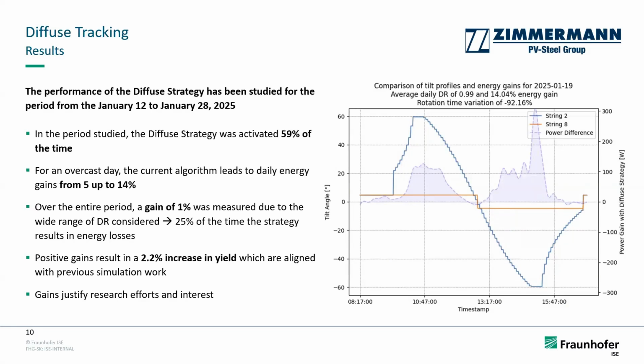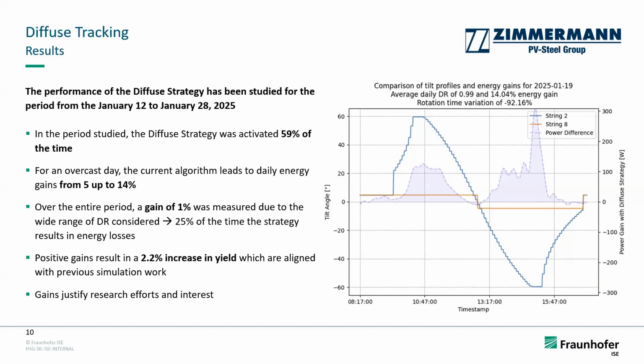However, on the positive side, we analyzed the performance of the diffuse tracking optimization for a period of time from the 12th of January to the 28th of January. And in this period of time, we noticed that the diffuse tracking was activated 59% of the time, which is quite a big amount of time. And for the diffuse days, the gain from the diffuse strategy ranged from 5 up to 14%. So for instance, here you can see the example for the 19th of January last month. Thanks to going to the stow position, we increased the energy gain by 14% on this day.